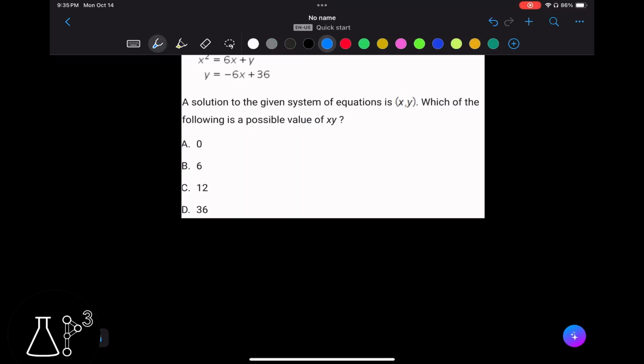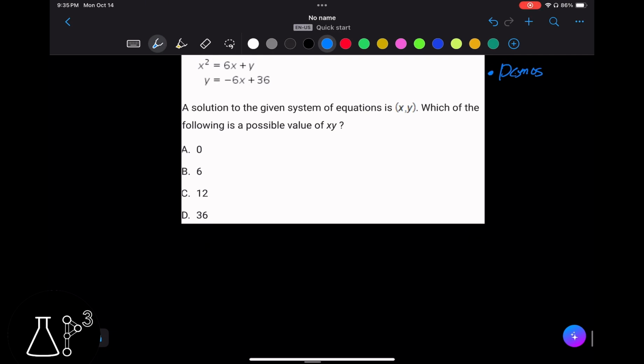Okay, this question is indeed a Desmos question. But before we do anything with Desmos, of course, let's solve it algebraically so you can understand how to solve it without a calculator. So we're given an equation of x squared equals positive 6x plus y, and y equals negative 6x plus 36. And they're asking, a solution to the given system of equations is x, y. Which of the following is a possible value of x multiplying y?